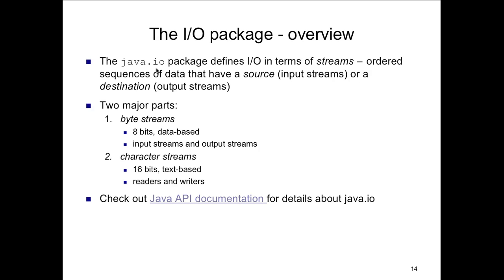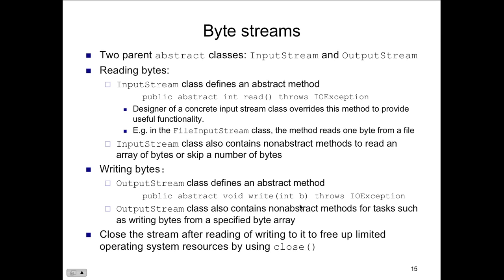So going back to the I/O package, just like the util package, we have built-in functionality. Two parts: we have the byte streams and the character streams. So it's dealing with reading stuff in and sending stuff out. Look at the Java API for information about what's included in the I/O package. But some information on the concept of byte streams.